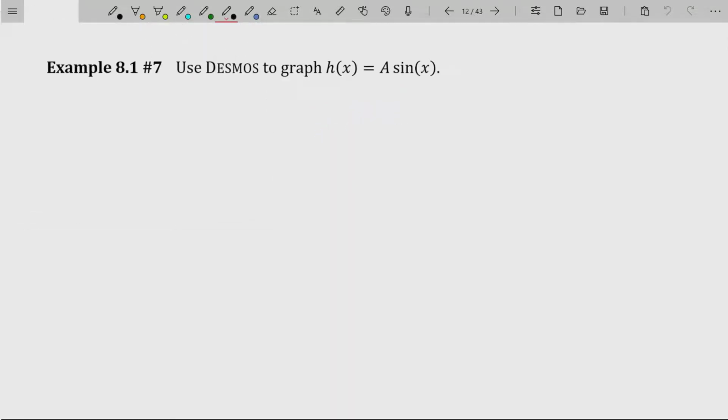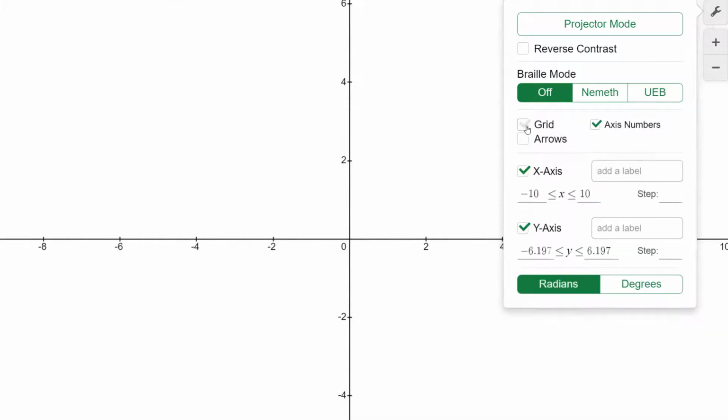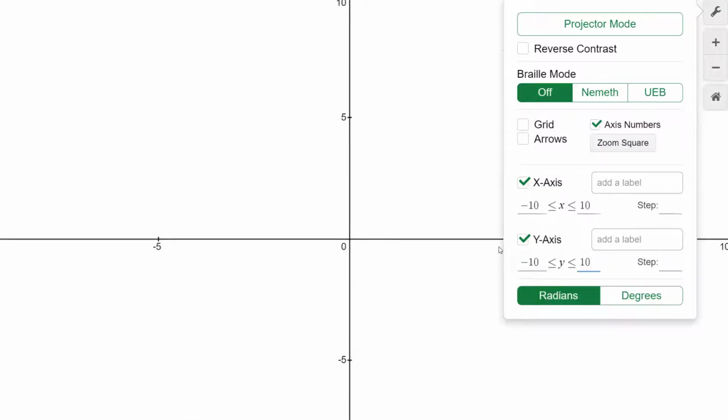Now, just so you don't think that I skipped an example, my next example is to use Desmos to graph this function because I want to showcase something here. So here we are in Desmos, and the first thing that I do is turn off the grid because they're annoying. And I know that as far as y values, I don't need to go crazy, but because I'm going to have an amplitude on this, I'll have this go from -10 to 10.